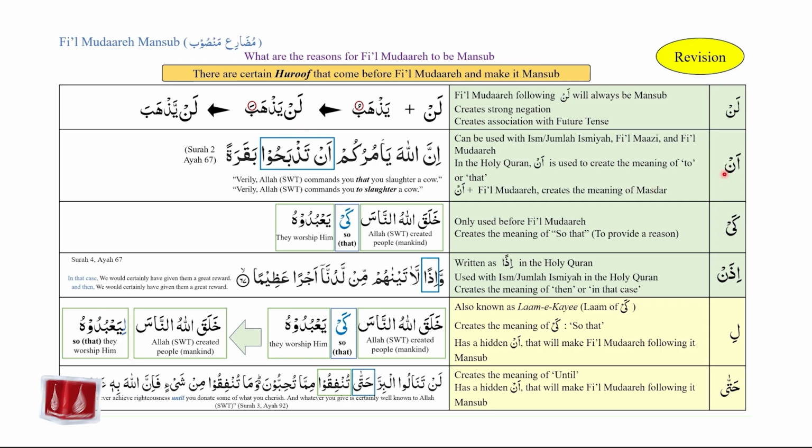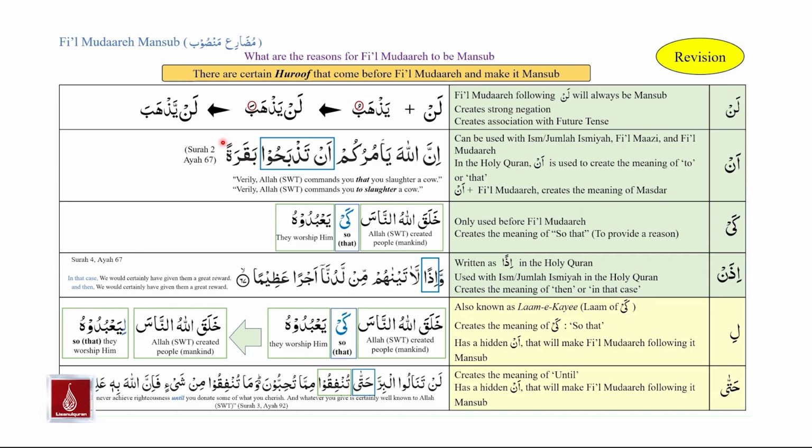Next, we have an. An can be used with ism, it can be used with jumla ismiya, it can be used with fi'il mazi and with fi'il mudari. In the Holy Quran, an is used to create the meaning of to or that. To simplify, an plus fi'il mudari creates the meaning of masdar.